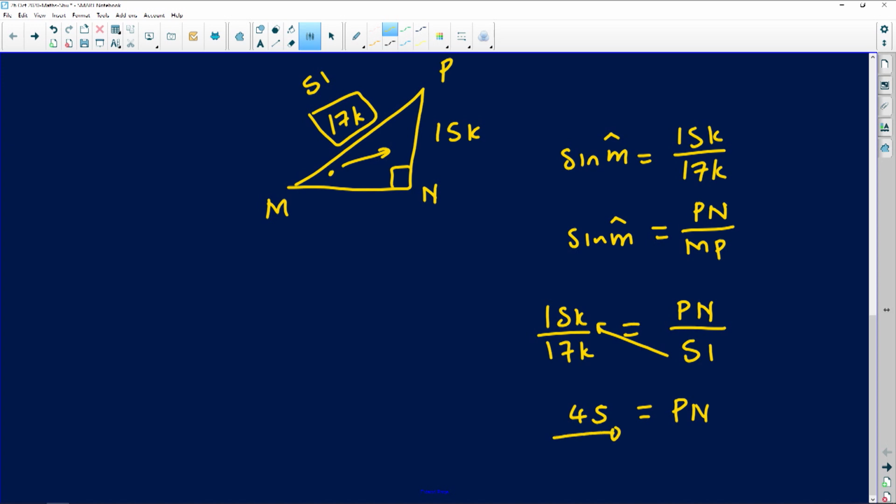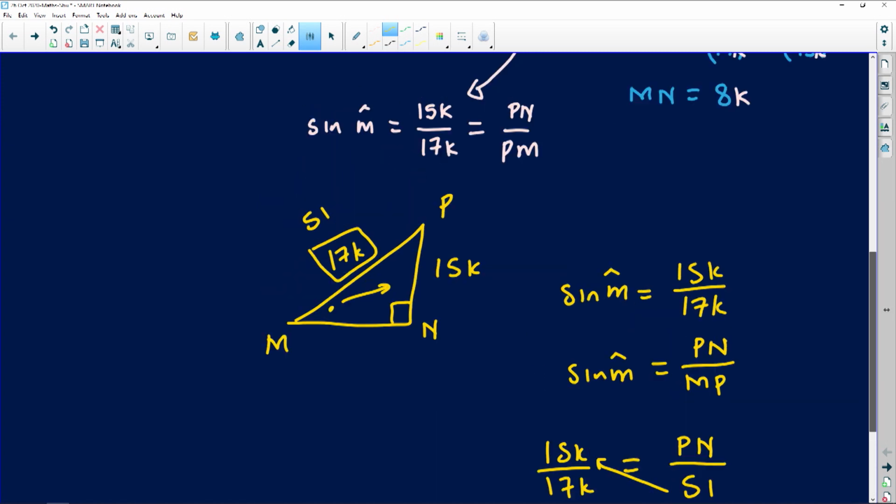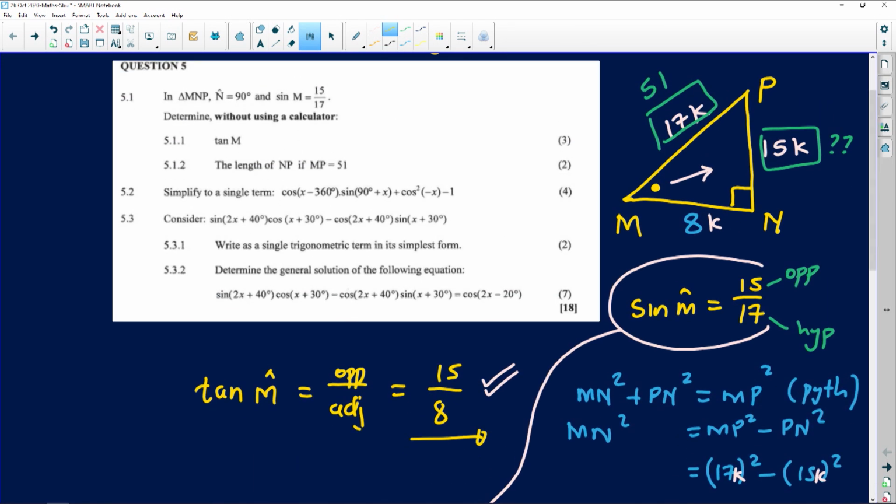Very important for you to understand ratios compared to actual values of what is going on there. Very, very important for us to keep that in mind. Okay, cool. So let's move on to the second part of this question.